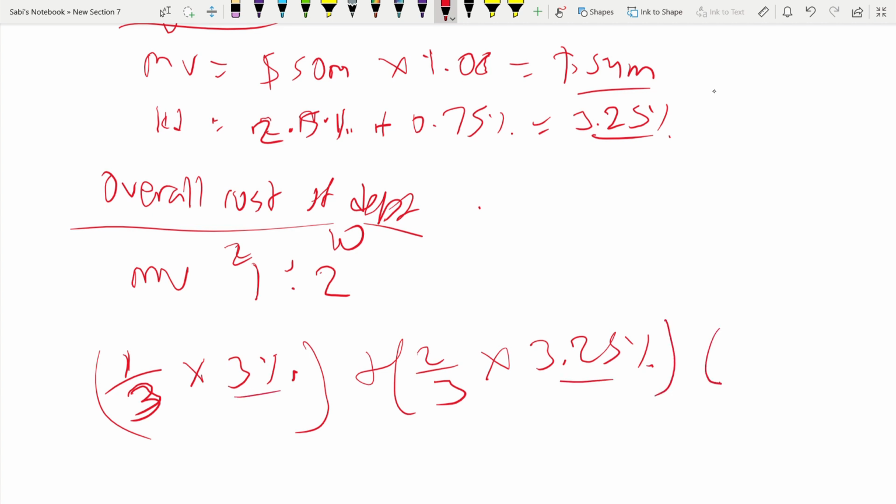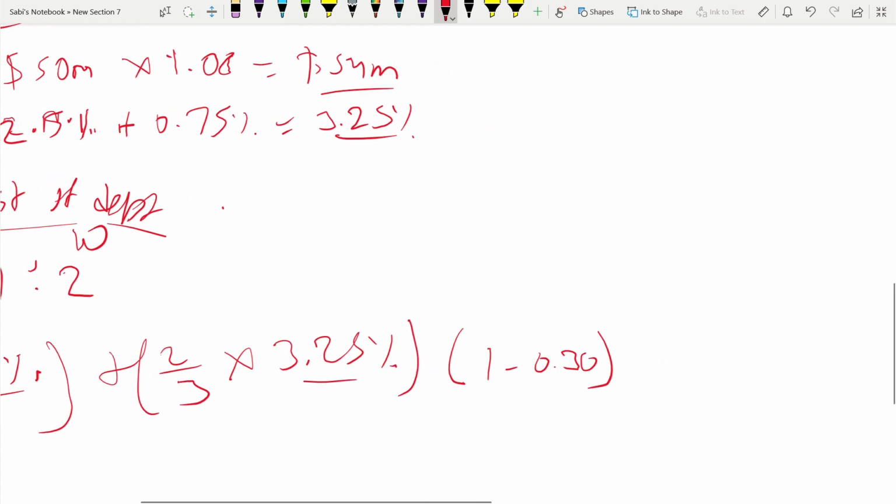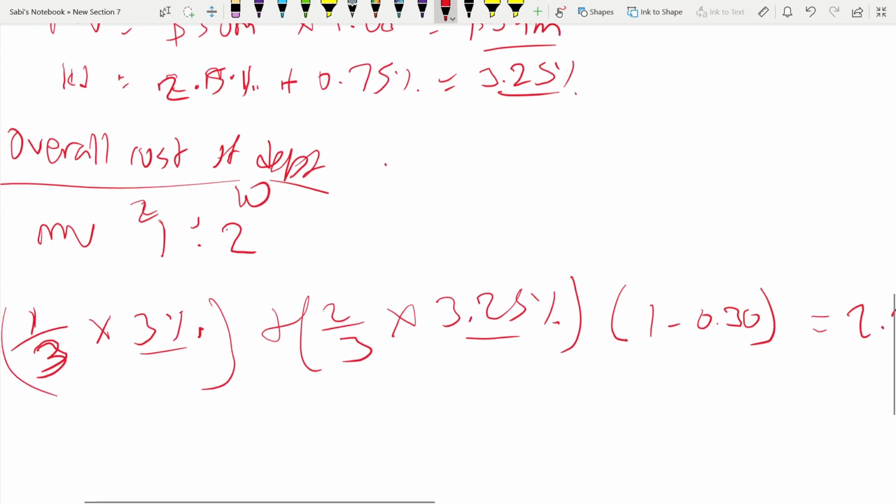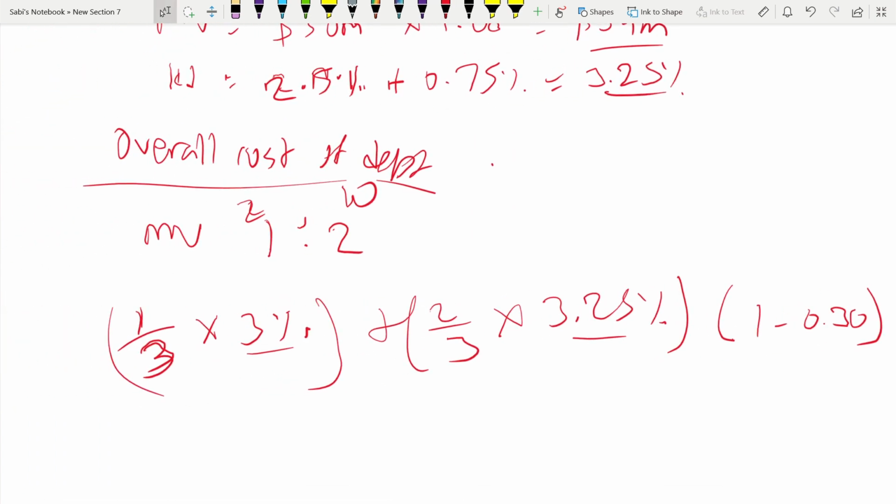Finally, 1 minus tax, 30%, which gives 2.22%. You add both the debts and then you deduct tax finally because both are tax deductible, right? When you're taking debt, add both the 2-year and the 10-year bond and then deduct the tax. Multiply 1 minus 0.3 with the whole thing, right?